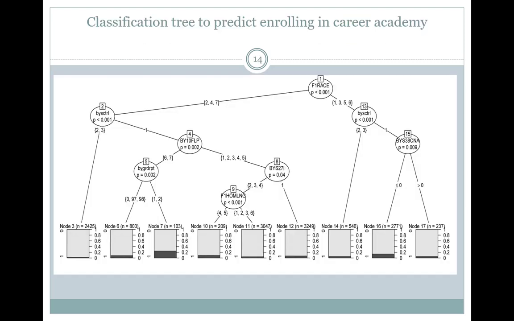Okay, this is an example of a classification tree to predict enrolling in career academy. You see the first split at the top was on the race variable, a categorical variable. Categories 2, 4, 7 went to a node. Categories 1, 3, 5, 6 went to a different node. And then there was another split, and that kept going until you end up with the terminal nodes here.